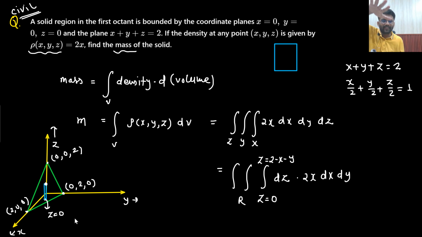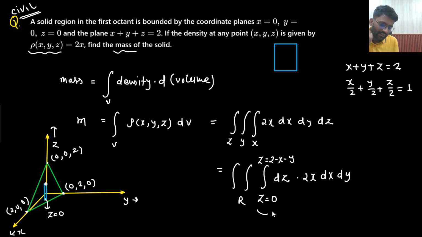What will be the region R? Region R will be the projection of this particular surface on the xy plane. Right? So this limit we have taken. When we solve this limit, what answer will we get? The integration of dz would be z, so from 0 to 2 minus x minus y, this particular part I am solving. What will I get? You will be getting 2 minus x minus y, times 2x dx dy.